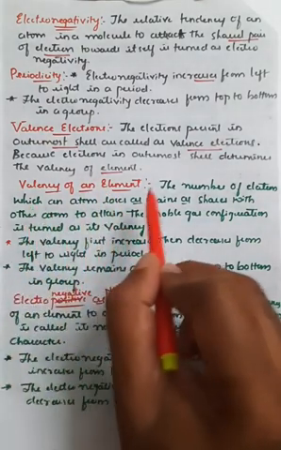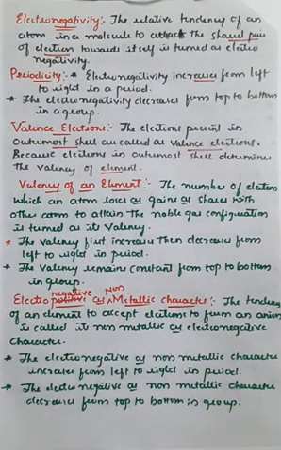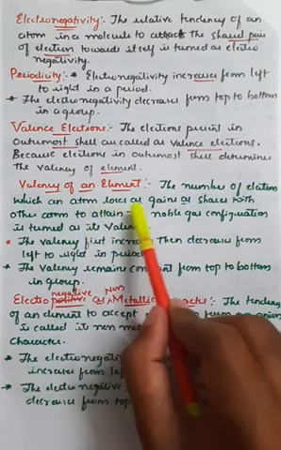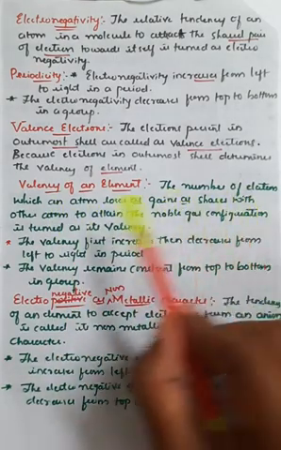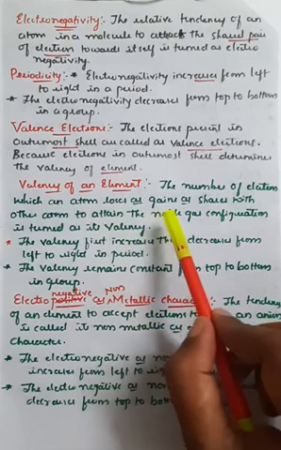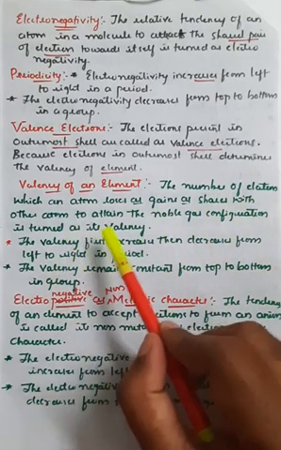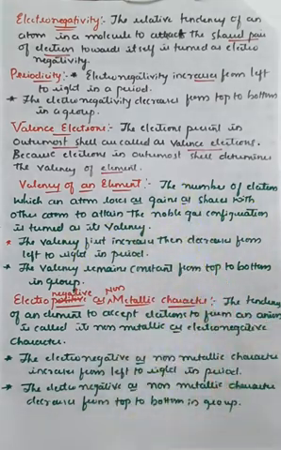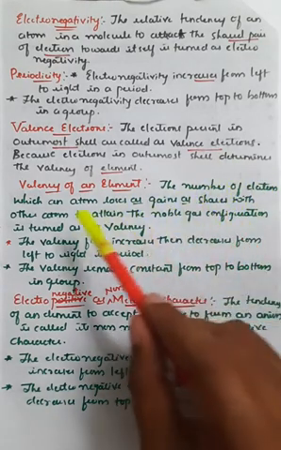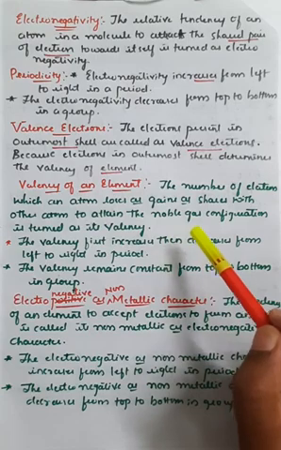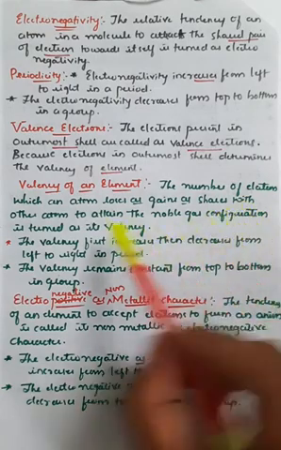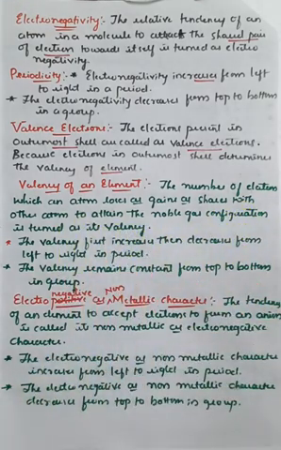Further, if you go for the valency of an element, the number of electrons which an atom loses, gains or shares with another atom to attain the noble gas configuration is termed its valency. That is how you define valency.